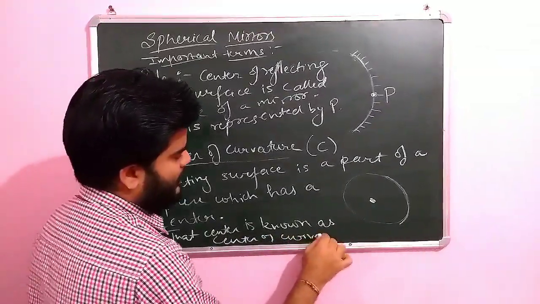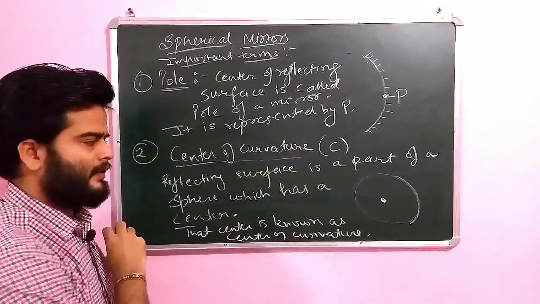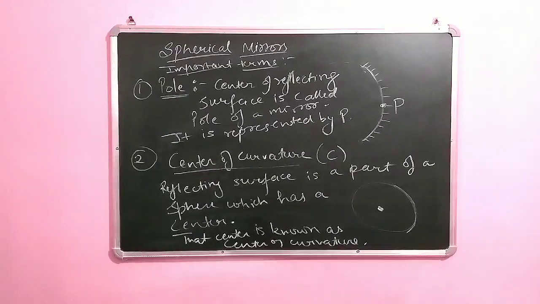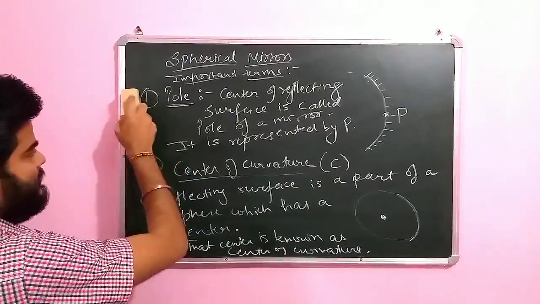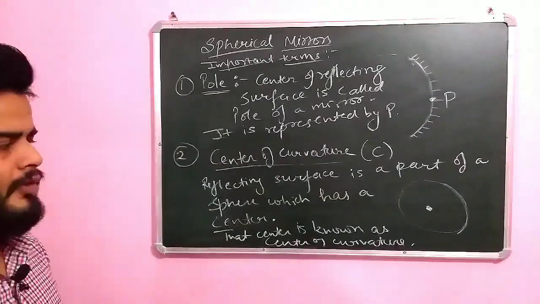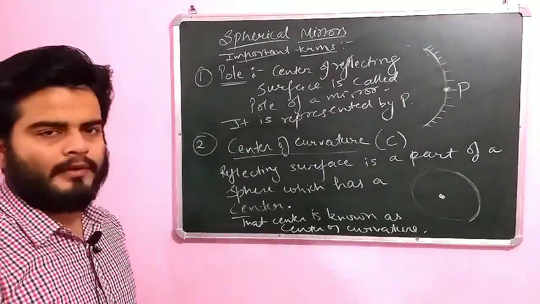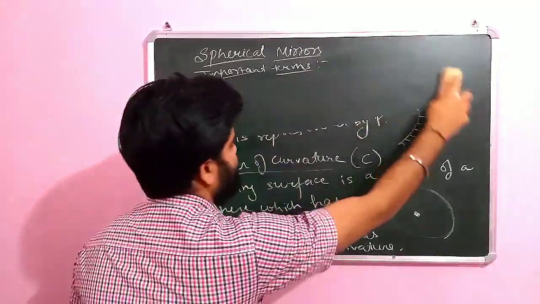And you can write down that it is represented by capital letter C. So two terms are these, pole and center of curvature. Now the third term is, take a screenshot by pausing the video. I hope you have taken the screenshot. I am rubbing this down.